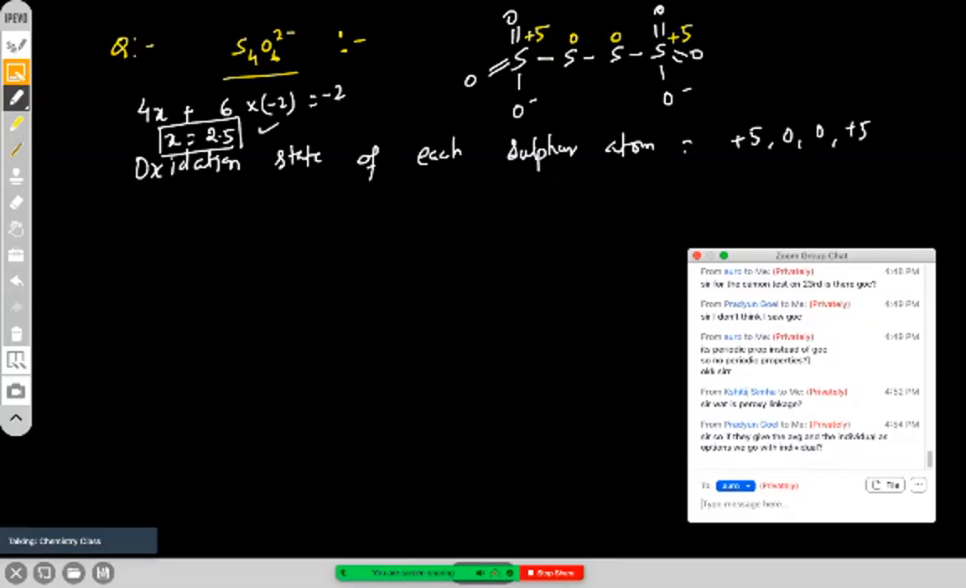Find out for sulfur in H2SO5. This molecule we call Caro's acid. The name is also important.